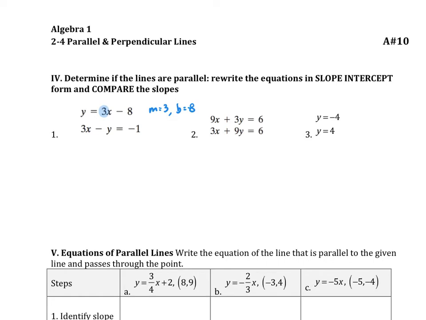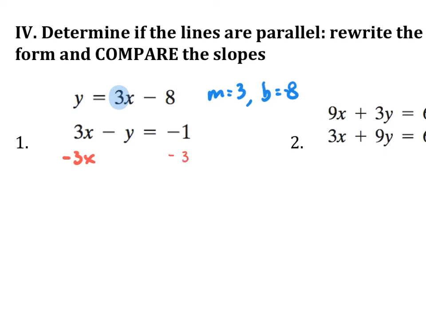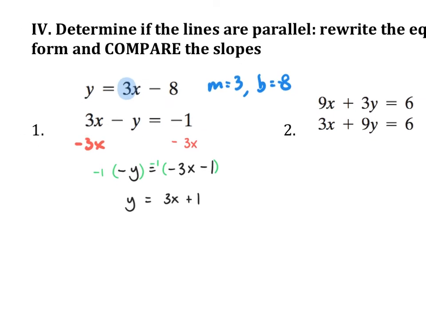So for this one down below, I'm going to rewrite it and get y by itself. How do I do that? First, I'm going to subtract the 3x from both sides, like so. I'm going to bring down the -y, -x, 3x, and -1. And now I'm going to multiply both sides by a -1. And in doing so, I'm essentially oppositifying all the terms, like so. So notice that here, I see that my slope is 3, and the b is 1.